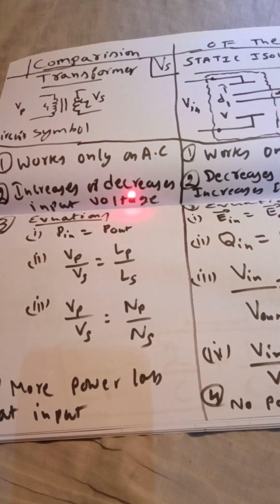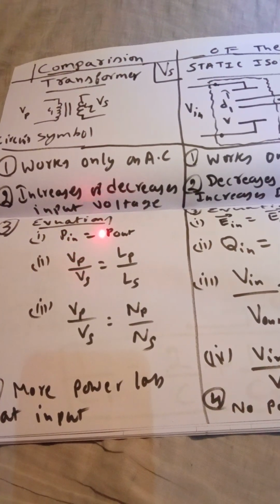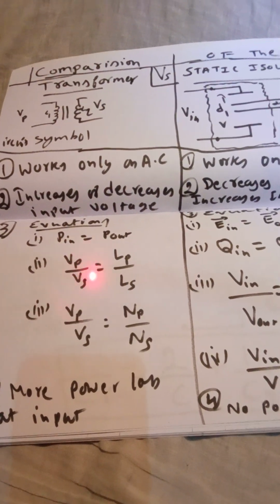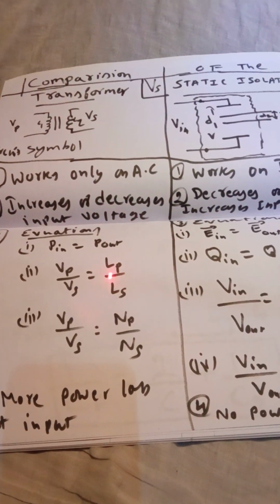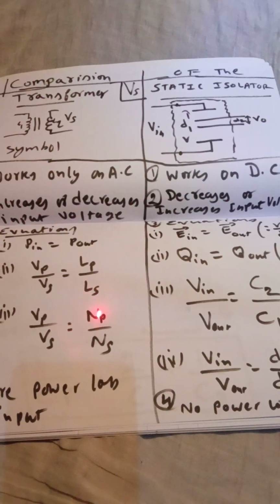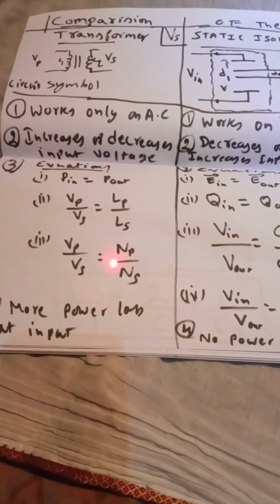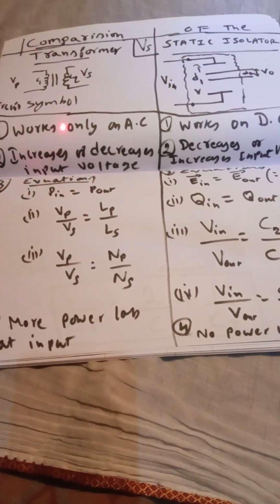It either increases or decreases the input voltage, where the power input is equal to the power output. The ratio of primary to secondary voltage is equal to the ratio of primary to secondary inductance. It is also given in terms of circuit parameters as the ratio of the turns of the coil. There will be more power loss at the input for a transformer.